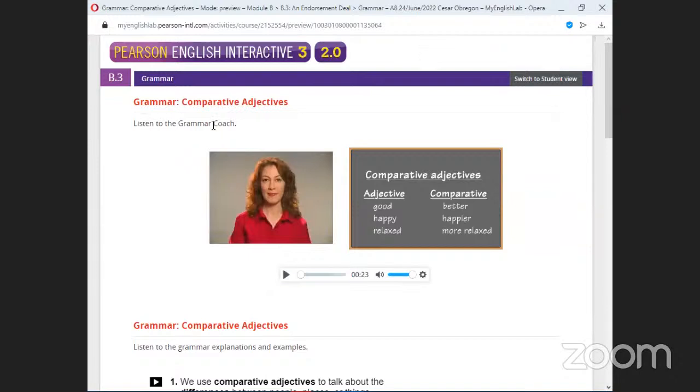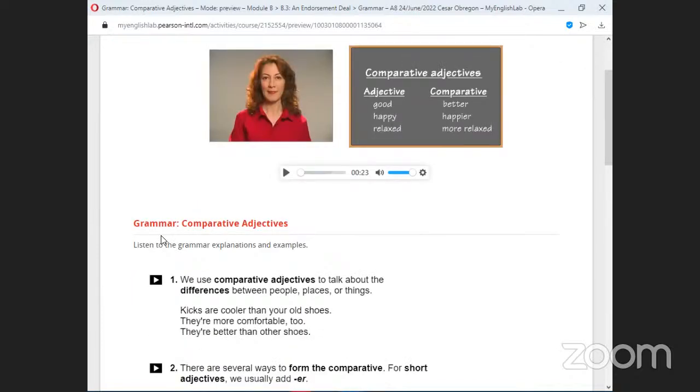Okay, so comparative adjectives. For example, we have the adjective and the comparative. Good, better, happy, happier, relaxed, more relaxed. So how do we know how to define the comparative? That's what we're going to talk about. You ready?